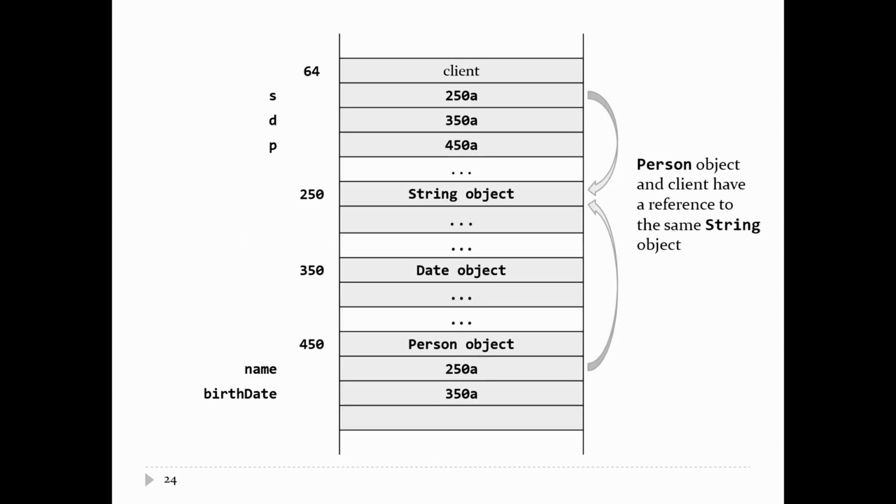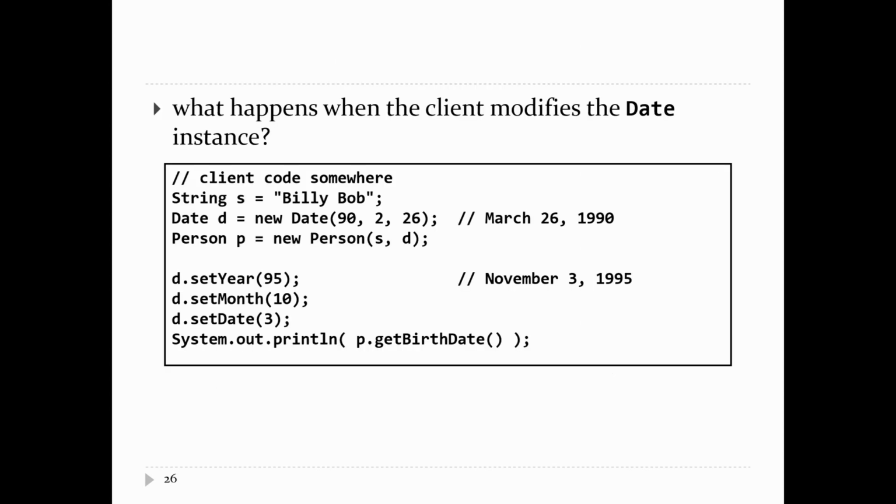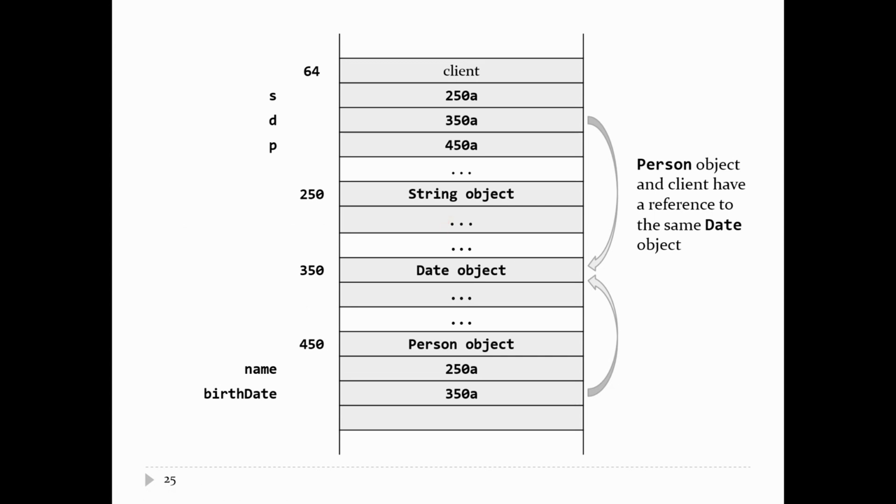So the caller has a reference, and the person object has a reference to the same objects. For the string, it doesn't matter. The string is immutable, so no one can change whatever this string happens to be.